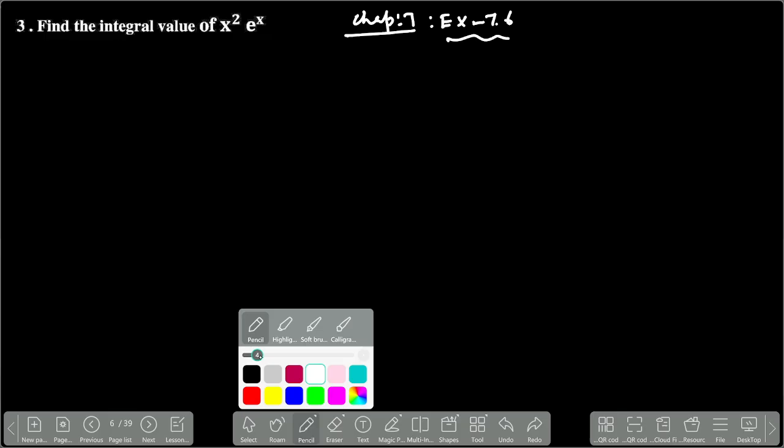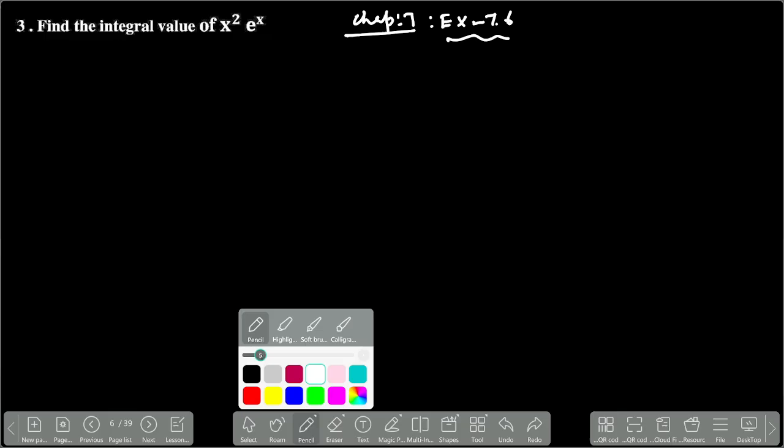We are going to continue the integral exercise, chapter 7, exercise 7.6, question number 4 onwards. What is that? This is integral by parts.